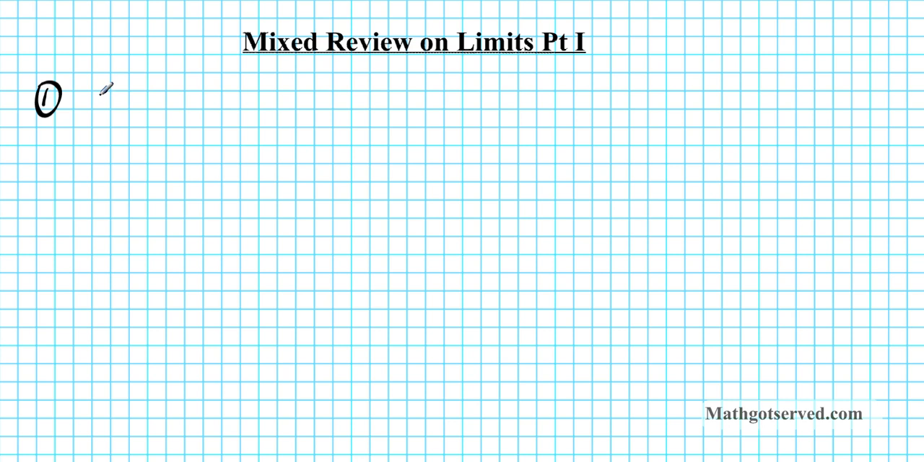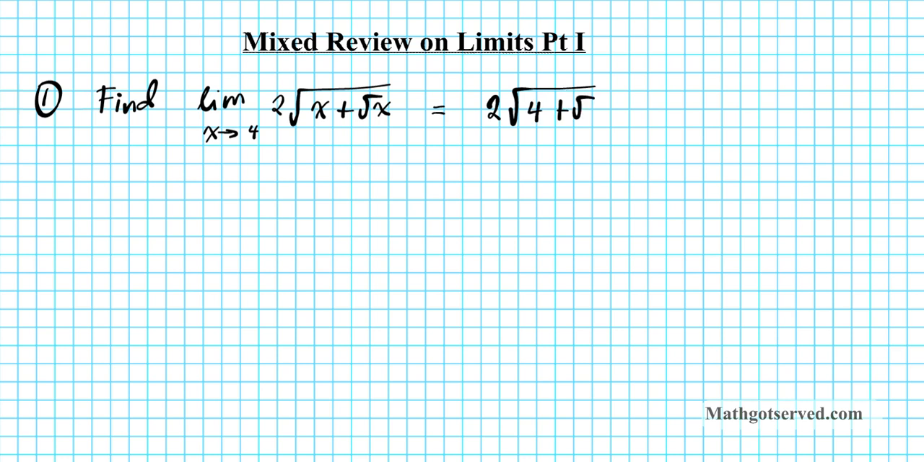So question number one, we have to find the limit as x approaches 4 of 2 times the square root of x plus the square root of x. All right, so to evaluate this limit, we can just plug in the value that x is approaching, so we can evaluate this by substitution. So this is going to become 2 times the square root of 4 plus the square root of 4.